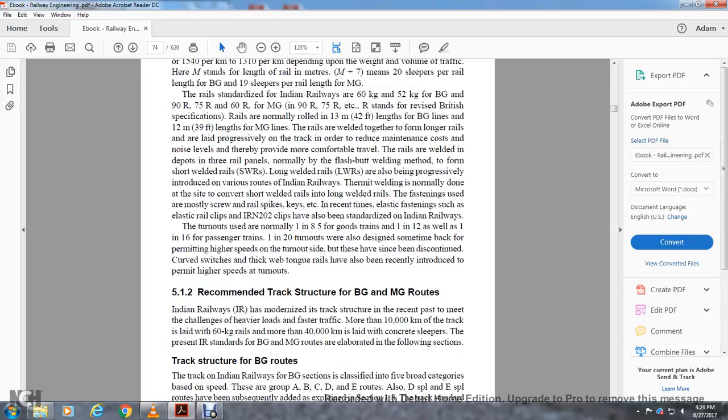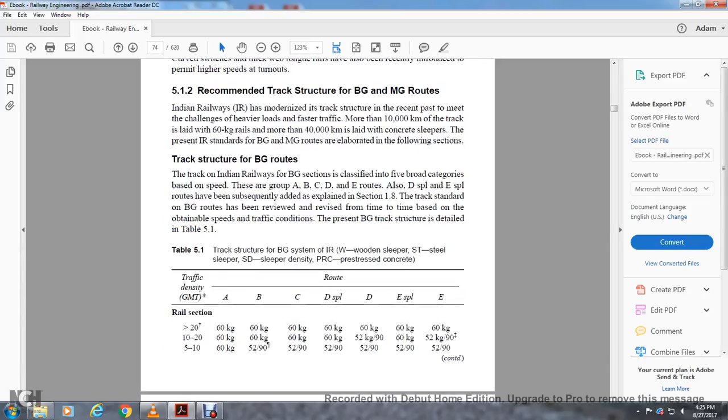Recommended track structure of the broad gauge and main meter gauge routes. Indian Railways has modernized its track structure in the recent past to meet the challenge of heavier loads and faster trains. More than 10,000 kilometers of track is laid with 60 kg rails and more than 4,000 kilometers is laid with concrete sleepers. The present Indian Railway standards for the broad gauge and main meter gauge routes are elaborated in the following section.